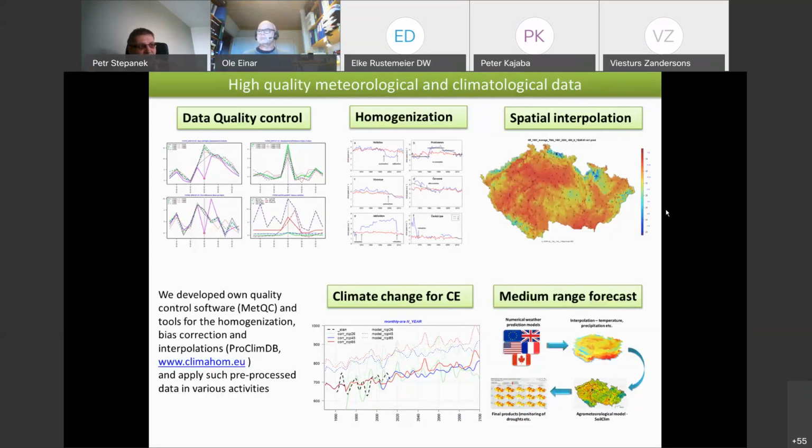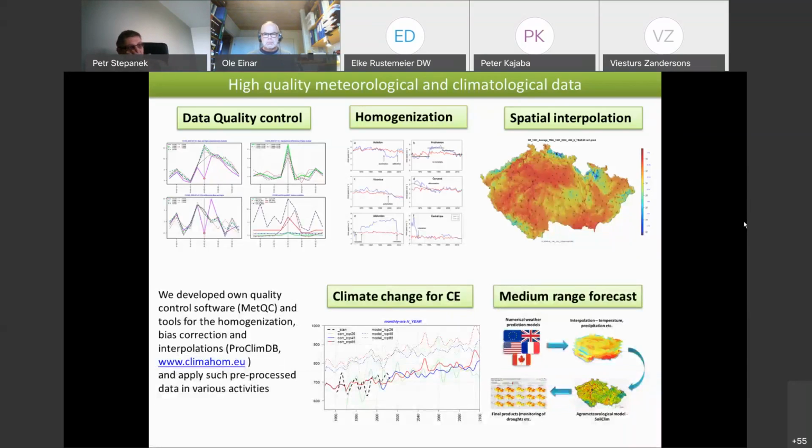And as for the software, we try to transform the older one to some new platform, and I hope it will be possible to offer it to you next year. As for spatial interpolation, it is based on quality controlled data, homogenized data, and again, we developed our own method for interpolation. It is based on regression kriging, and we interpolated daily data from 1961, again for all meteorological elements.